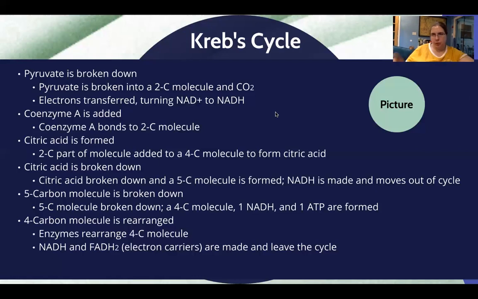So now that's what happens for 1 pyruvate. But remember, at the end of glycolysis, we had 2 pyruvate molecules. So if 1 pyruvate molecule makes 1 ATP, then since we had 2 pyruvate, we've made 2 ATP from the Krebs cycle.